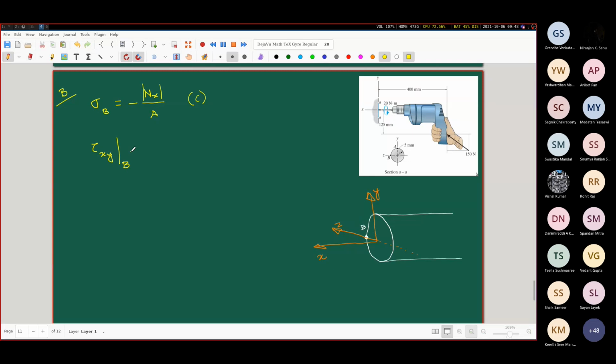Tau xy. Tell me what is it. Please be careful, okay? Sir, tau xy is due to torque. First you want to write due to torque, okay? Let's write due to torque. Tau x is Tx times R by J. Now this is along the positive y-axis or the negative y-axis? Sir, negative y-axis. Why is it along the negative y-axis?